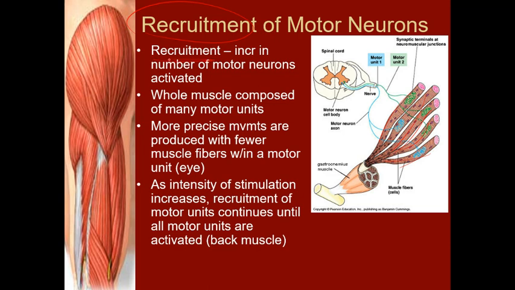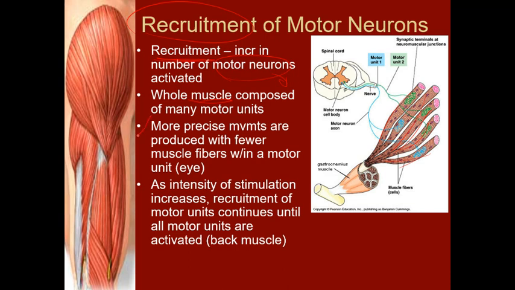So recruitment is having a whole bunch more neurons telling more muscle fibers, let's do some job here. So a lot of the muscle is being told what to do. Instead of just little fibers here and there, partial muscle being told to do something, we're going to get a lot more of that muscle to do some work.